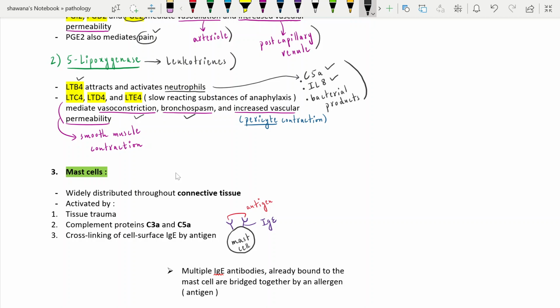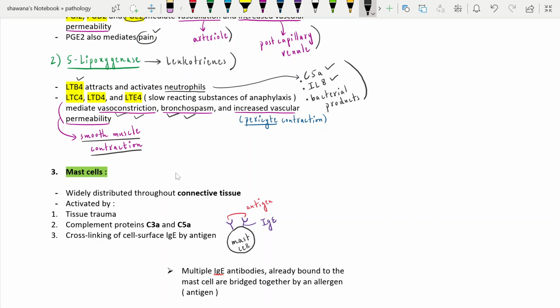But how? Okay. The important thing to remember is that C4, D4 and E4 cause smooth muscle contraction. When smooth muscles are contracted in the arteriole, they cause vasoconstriction, right? When smooth muscles are contracted in the bronchus, it causes bronchospasm. And when the pericytes contract, they increase the vascular permeability.